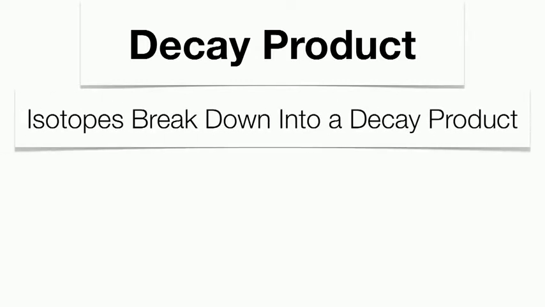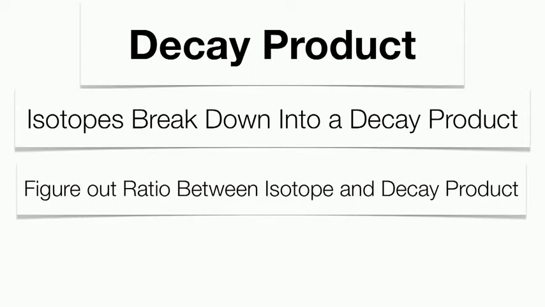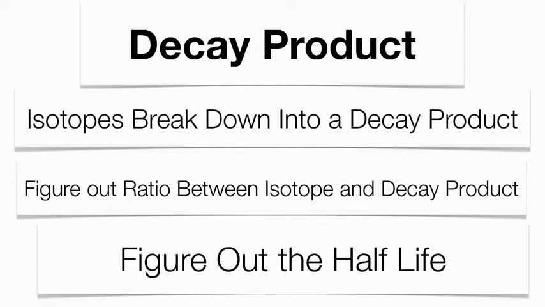These isotopes are going to break down within a certain amount of time, and they break down into what's called a decay product, or sometimes a daughter product. The way you figure out how old a substance is, is by figuring out the ratio between the isotope itself and what it breaks down into, the decay product or daughter product. What's going to be important here is what we call the half-life.